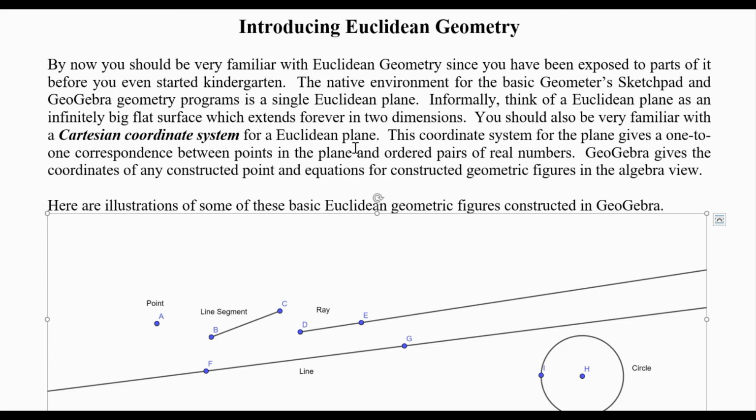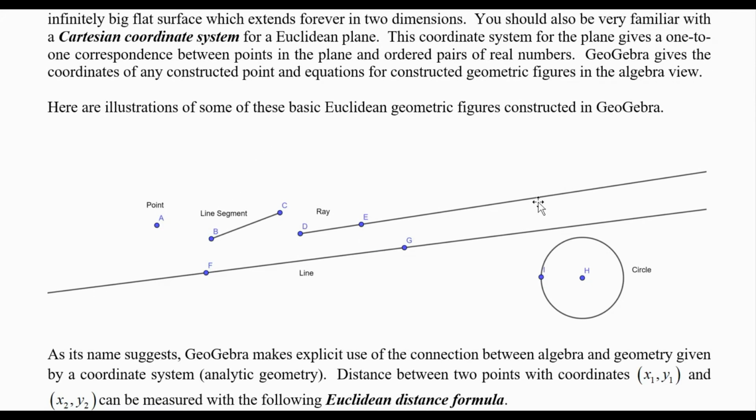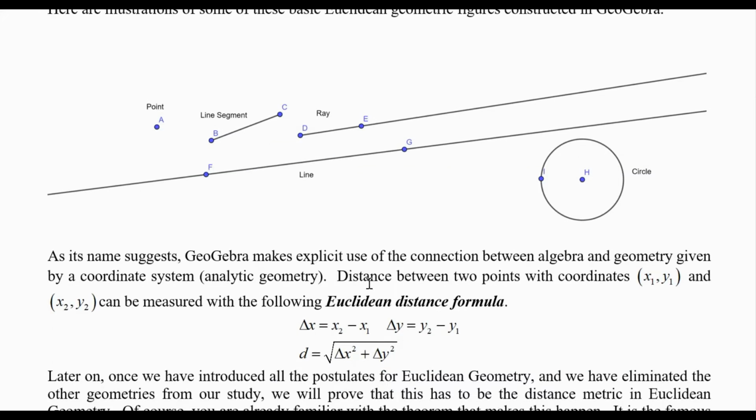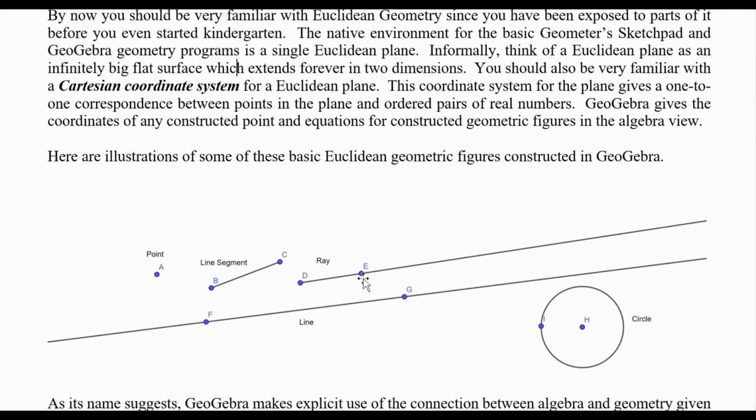So here are some illustrations of the basic geometric figures constructed in GeoGebra. However, this is just a static picture. But anyway, this is a point, a line segment, a ray, a line, and a circle. But what really makes this work is the dynamic nature of GeoGebra. So let's take a look at that.